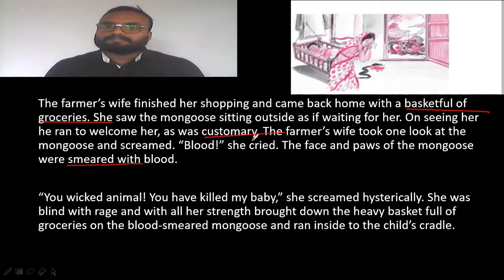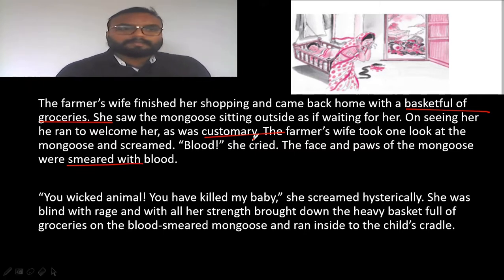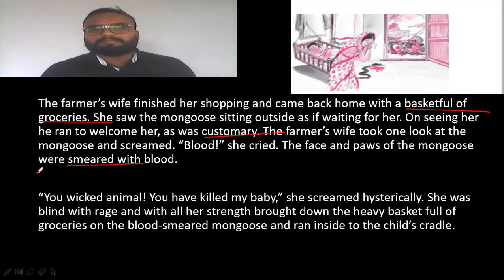It means she saw that there was blood all around his face, all around his body. Her body was full of blood all around. There were patches of blood on the mouth of the mongoose as well as on the body of the mongoose. "You wicked animal, you have killed my baby." Smeared, it means it was all around. "You wicked animal, you have killed my baby."